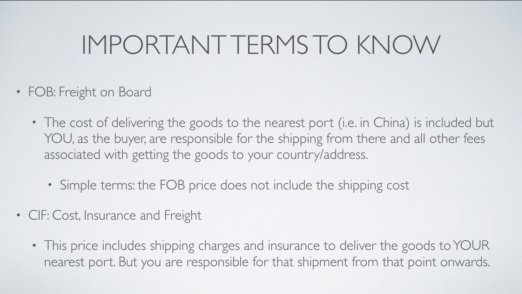Okay, so it's basically taking into account the shipping from the port in, let's say, China to the port in the US, but you still have to cover the costs from the port to the final destination. So the costs that are on you are much less. Okay, so the CIF price is likely much higher than the FOB price because it includes the shipping charges and insurance to deliver the goods to your port. Okay, so the supplier takes care of all of that, but you are responsible for that shipment from that point onwards.